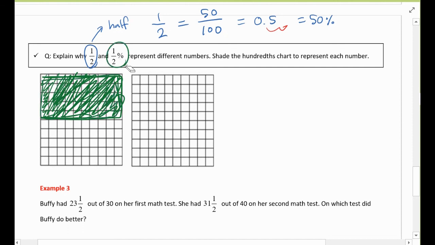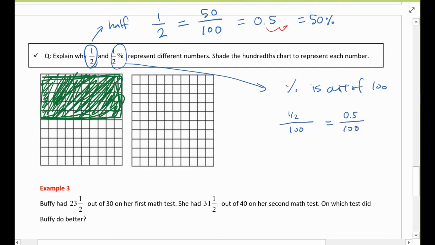But 1 over 2%, everyone, what did I say? Percent is out of 100. So 1 over 2% is 1 over 2 out of 100. It's basically 1 over 2 is 0.5, right? 0.5 square out of 100 squares, right? So we shade only 0.5 square out of 100 squares. That's the difference. When you see percent, that is out of 100. Make sense, everyone?